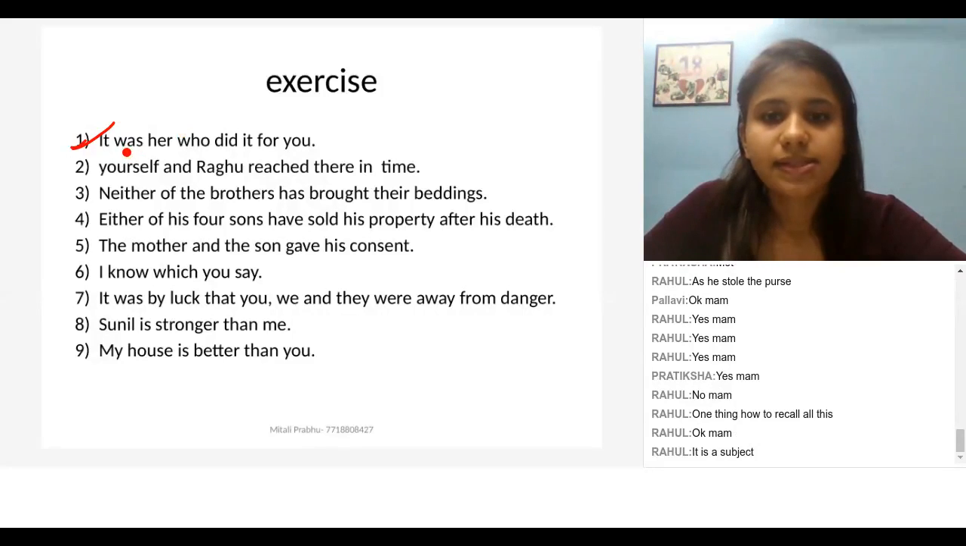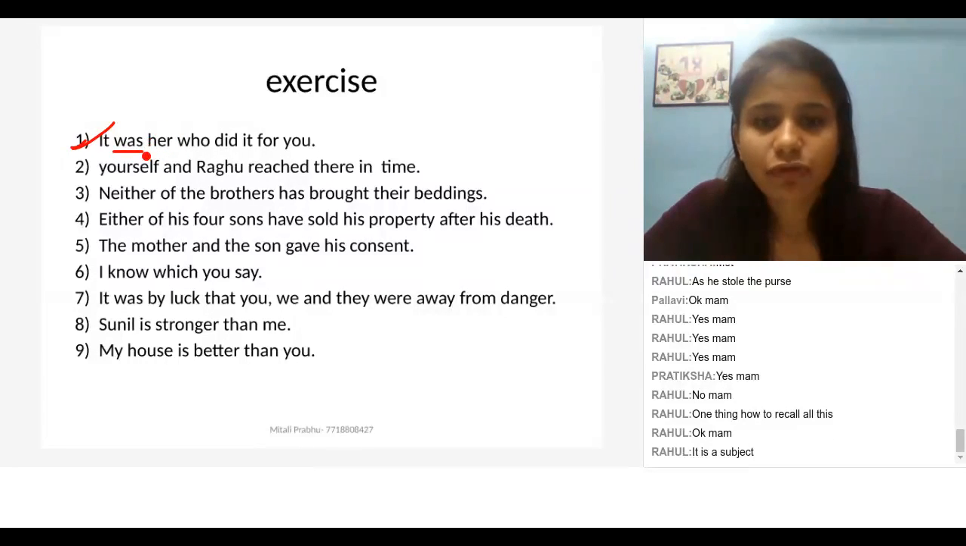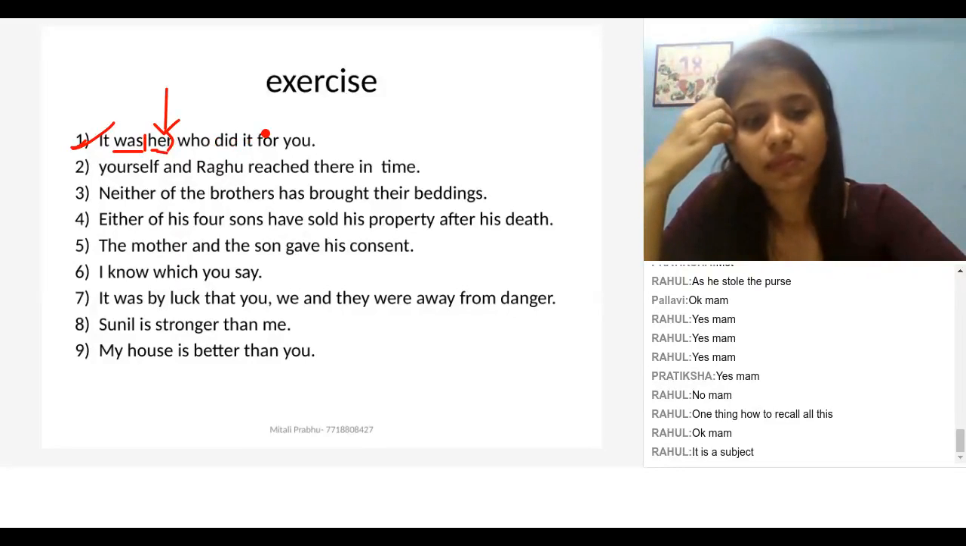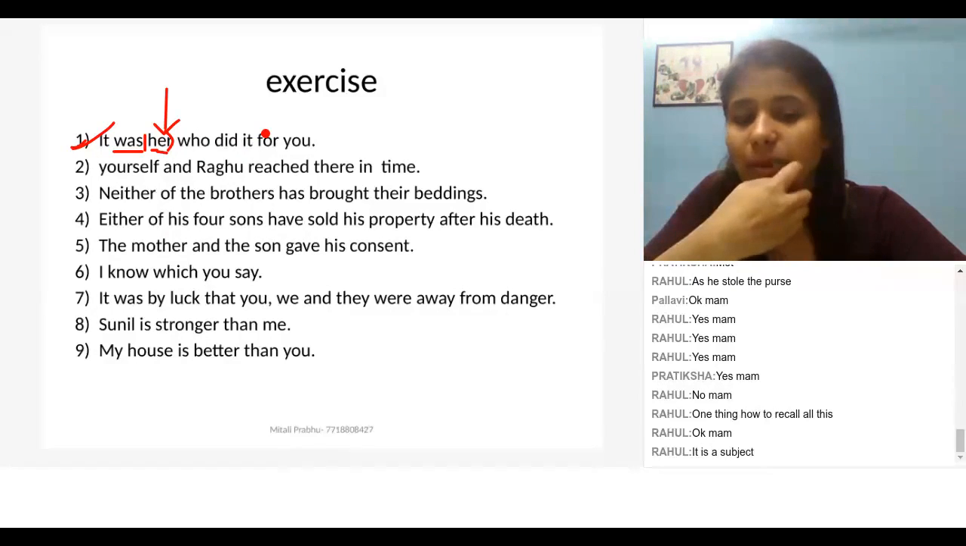See, we have a 'was' here. So after 'was', if you remember that rule, 'to be'. After 'to be', do you remember what to use? We have to use a subjective case. So is 'her' the subject form? I'm telling you there's an error, just tell me what will come in place of 'her'. Or at least tell me the answer. What will come in place of 'her'?